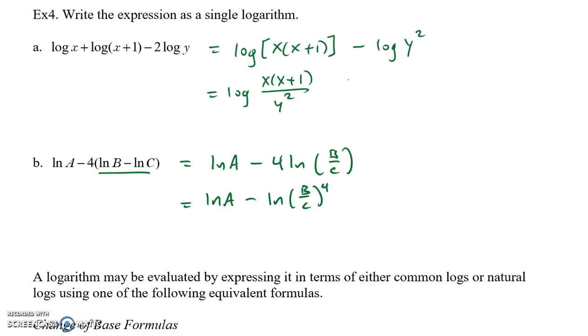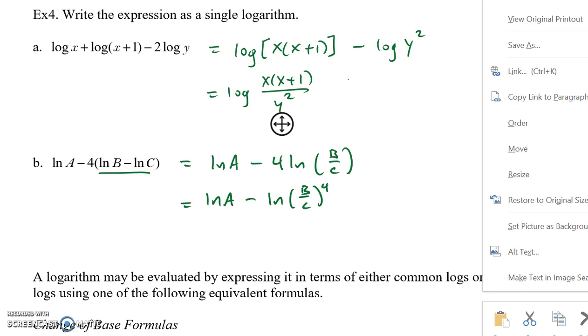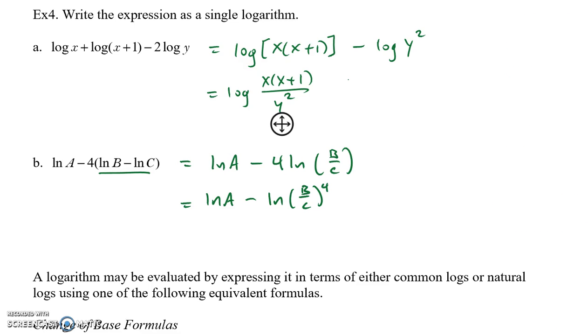And then we could again apply the quotient rule. So we're going to do it a second time. ln of A over B over C to the fourth. Okay, now we don't want to leave it like this because it's sort of a complex fraction. So remember that when you divide by a fraction, it's the same as multiplying by the reciprocal.